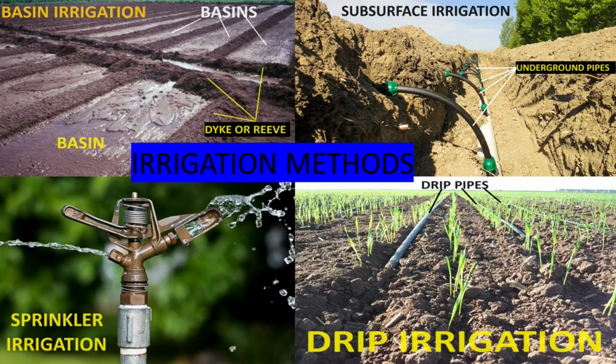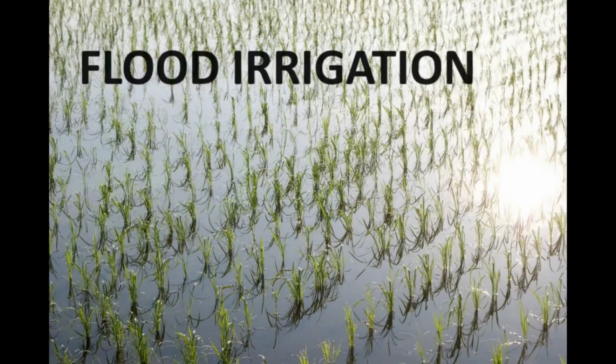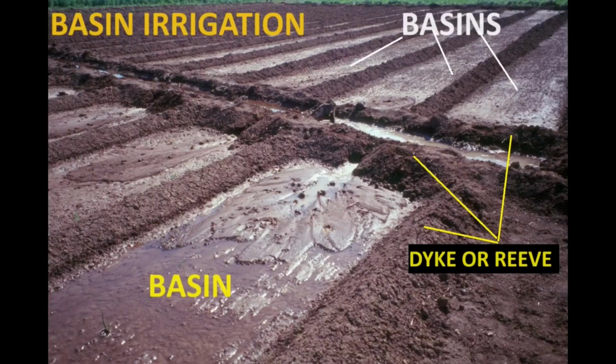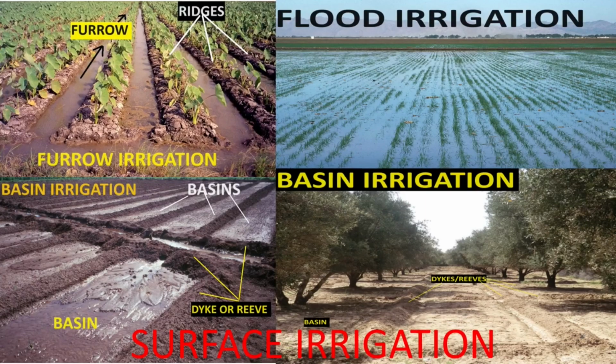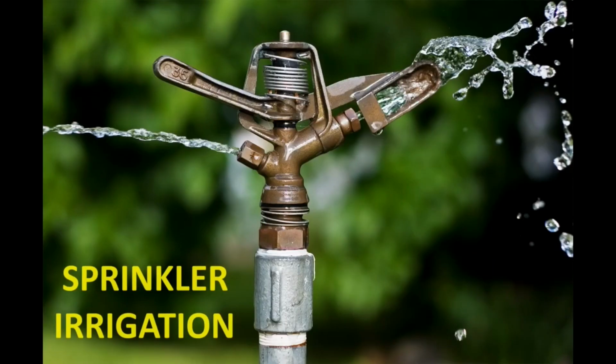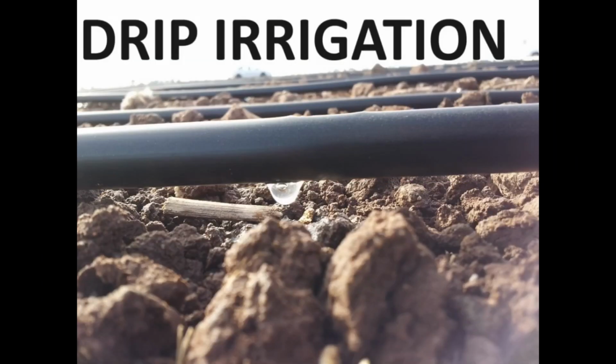Methods of irrigation. Surface irrigation. Subsurface irrigation. Sprinkler or overhead irrigation. Drip irrigation.